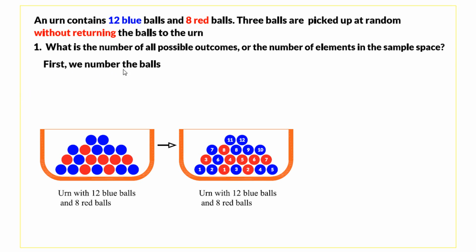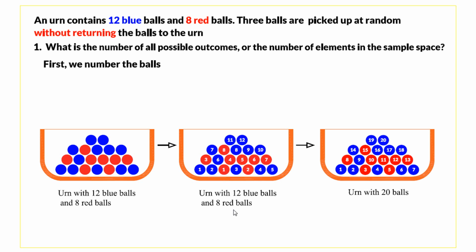So first thing we do, we number the balls to make all these balls distinguishable from each other. So we number red balls from 1 to 8 and blue balls from 1 to 12. Even though this ball holds the number 1 and this ball holds the number 1, this ball is distinguishable from the other one because one is blue and one is red. We can also number these balls from 1 to 20. So both ways work, and it's important to notice that in probability issues we always have to make objects distinguishable.